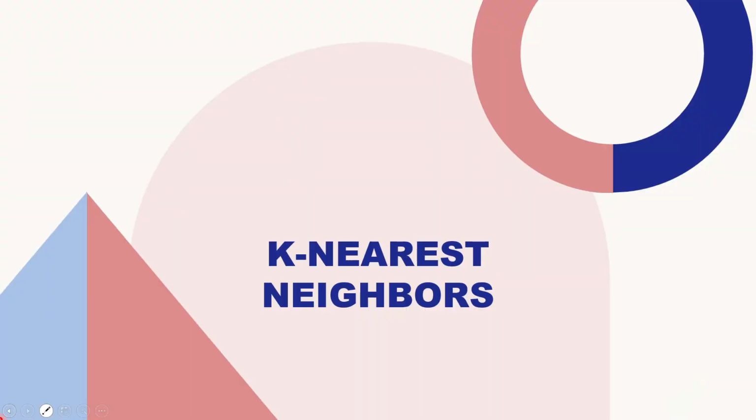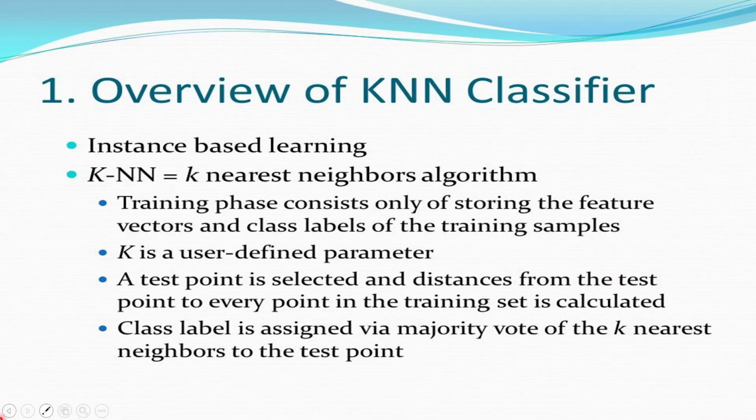Next, coming to the k-nearest neighbors. The k-nearest neighbors is used for both classification and regression. Here k is a positive constant and it is defined by the user. Based on the k value, the nearest points are selected. In the training phase, the features and classes are stored. In the testing phase, the distance from every point to the test point is calculated and based on the k value, it selects the nearest points.